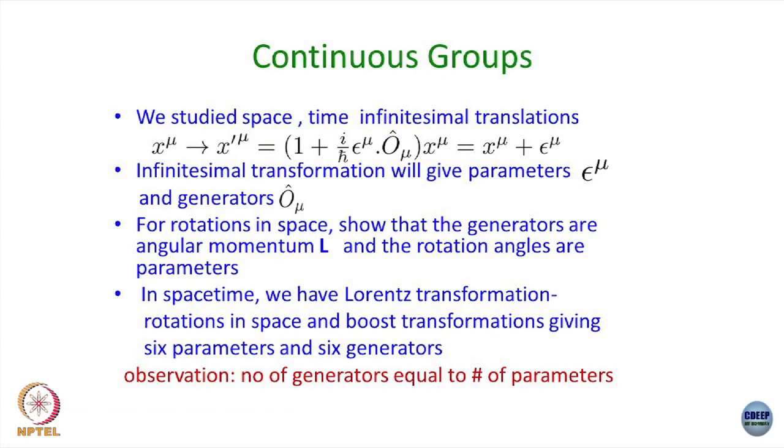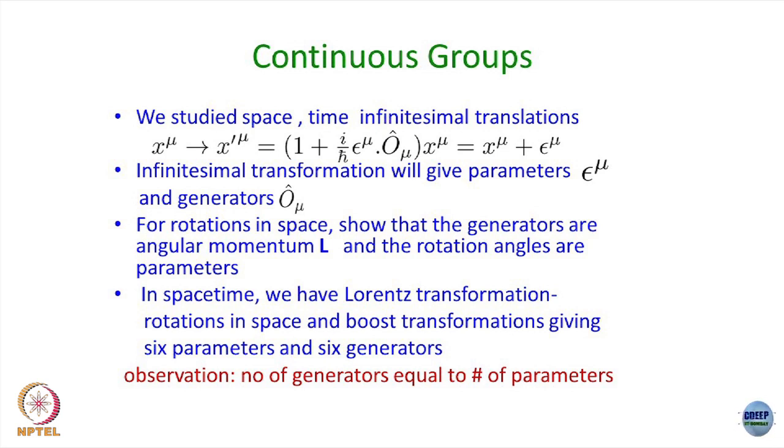We went through all this infinitesimal translation, then I entered through parameter space, then the generators associated with such transformations, and whatever is the number of parameters, you will also have the number of generators. Okay, I'm just warming you up before we get on to it. And then I said that for rotations, in the last lecture we saw how the generator is the orbital angular momentum, and the rotation angles are the parameters, and you have three independent rotation angles.